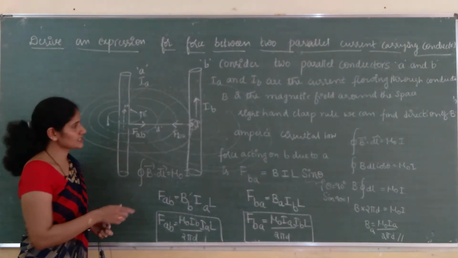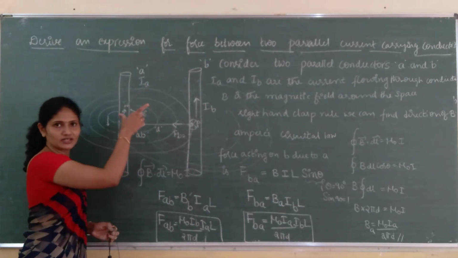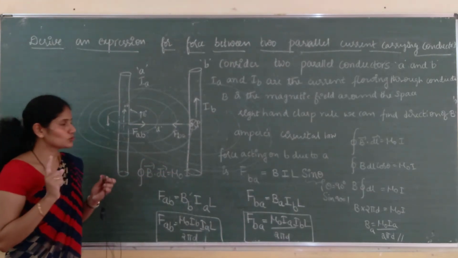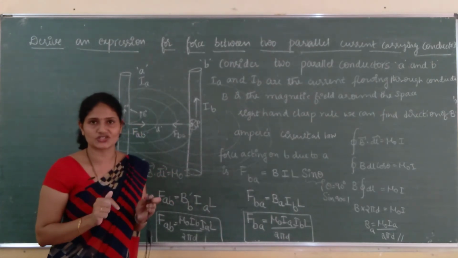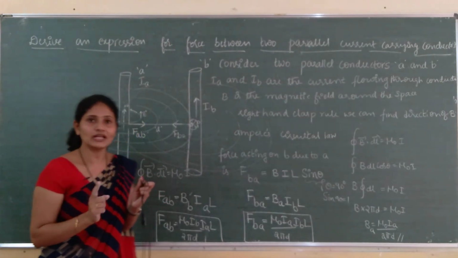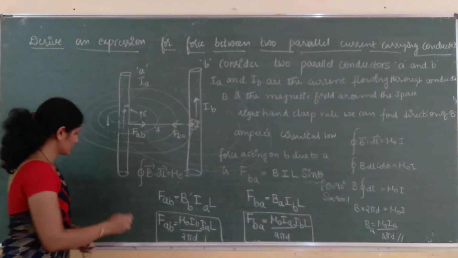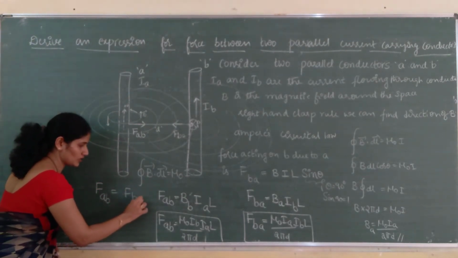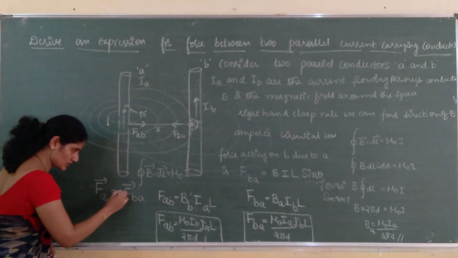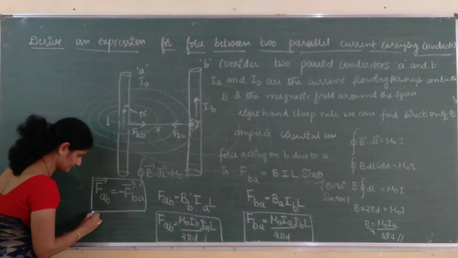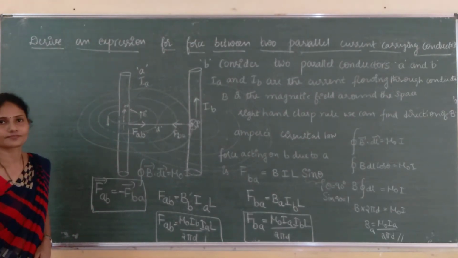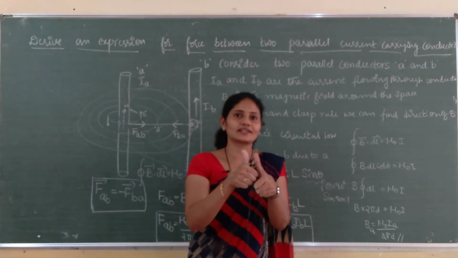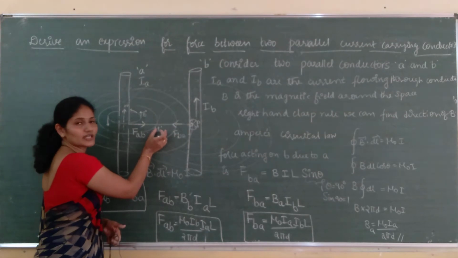If two conductors carry current in the same direction, then these two conductors will attract each other. If two conductors carry current in opposite directions, then the conductors will repel each other. So, using Newton's third law, F_AB is equal to F_BA. This is only in terms of magnitude; in terms of direction, they are opposite to each other. If two conductors carry current in the same direction, then they will attract each other.